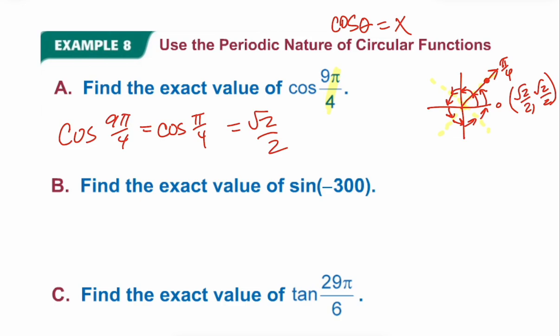Now, negative values, you can do them a variety of ways. I'm going to show you 2 different ways to do problem B. If we think of that direction being our negative direction, there's negative 90, there's negative 180, there is negative 270. So negative 300 is right here.